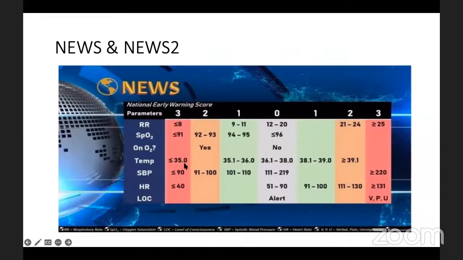Temperature. Of course, as SIRS considered, temperature is considered here in NEWS as well. NEWS later on was improved as NEWS2, right? Systolic blood pressure again, heart rate again, and NEWS considers consciousness: alert, VPU. What are those? AVPU, can you remember those? Verbal, responding verbally, responding to pain, and unresponsive. That indicates serious issues. So for NEWS and NEWS2 scores, if you consider these, write down those as the fourth column.